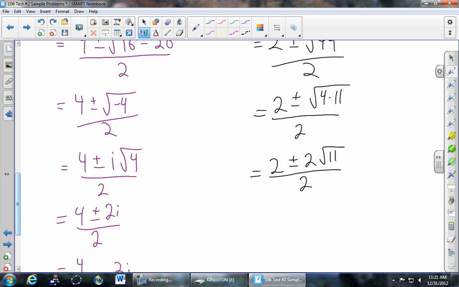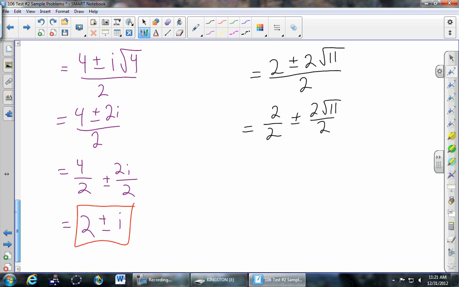I'm just going to skip to the part where I bring that 4 outside, keep the 11 inside. And I see lots of 2's. I feel like we should be able to cancel. I'm going to do it really carefully, just like in the previous problem. Split it up into two fractions and then do them separately. So we cancel 2 over 2 and get 1. 2 over 2 again, and the second fraction is 1. So we just get 1 plus or minus square root of 11.